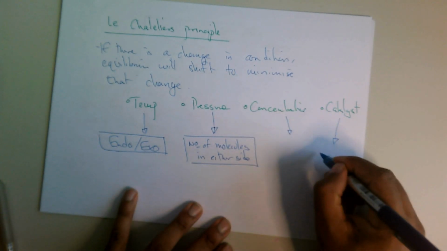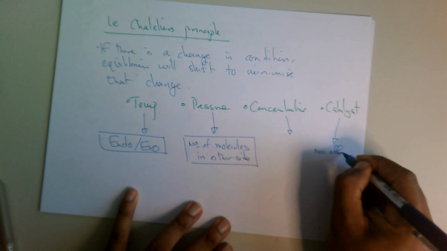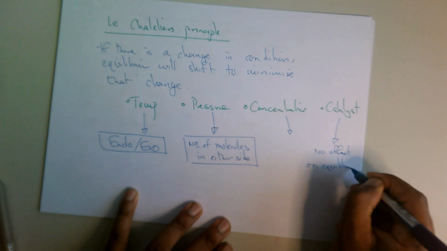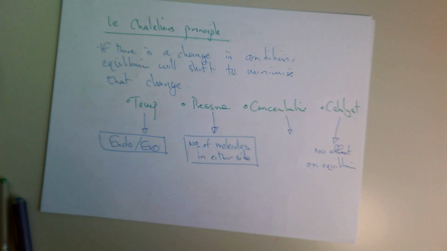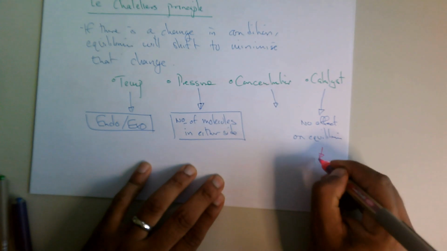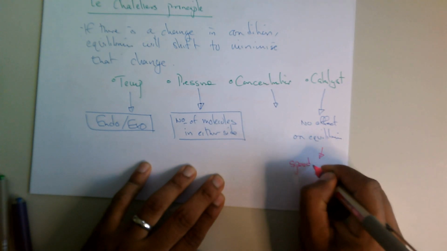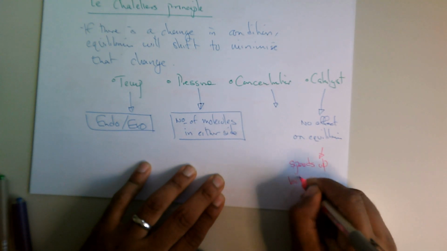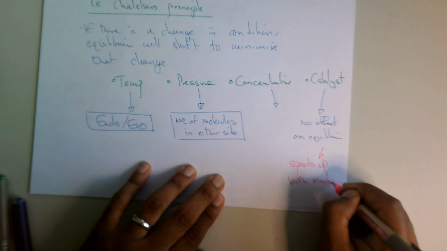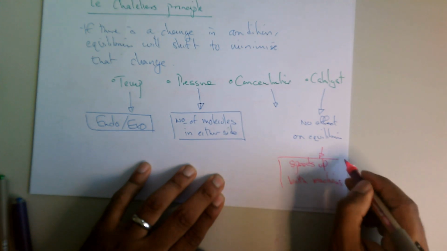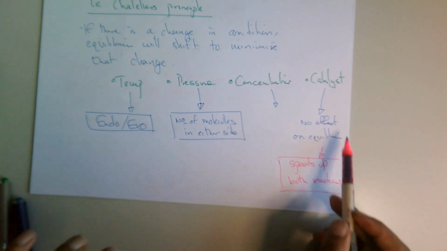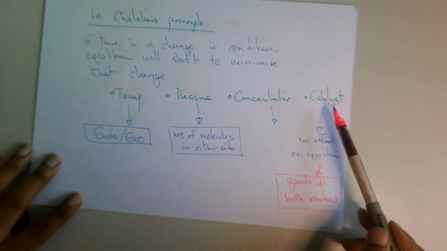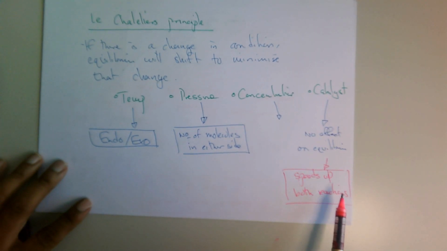Catalyst has no effect on equilibrium. So you might say, well, why do we use it? The main thing is it speeds up both reactions. So the forward and the reverse reactions will happen faster. So that's a relatively straightforward one to include. They often put that in as a last question or a couple of marks.